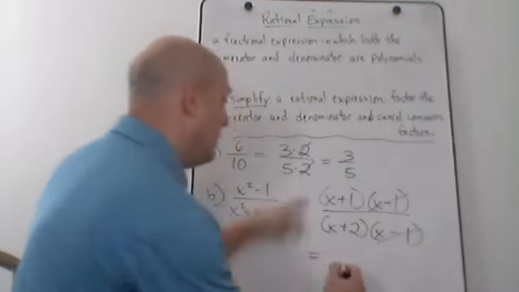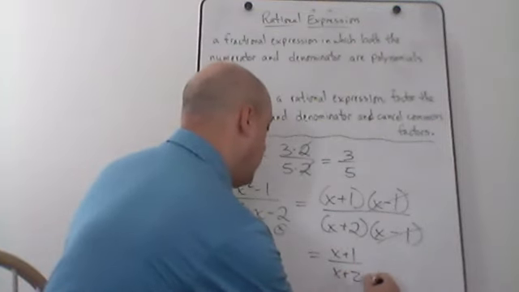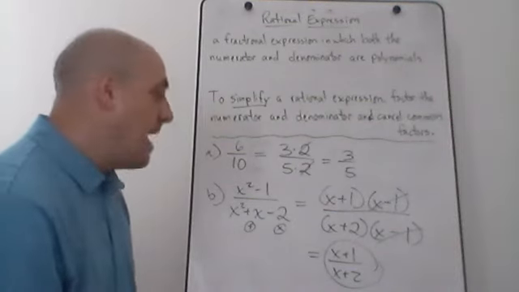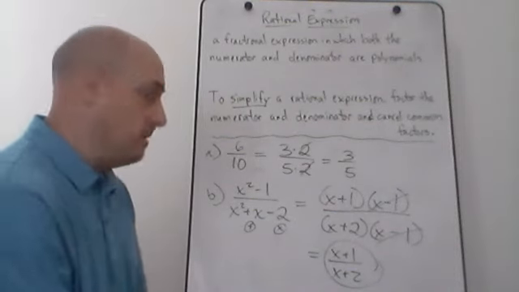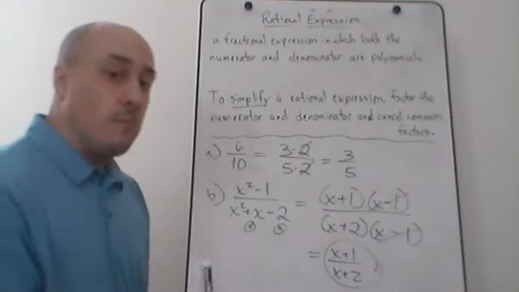And then what I'm left with is, well, I have an x plus 1 in the numerator, and I have an x plus 2 in the denominator, so I get x plus 1 over x plus 2, and I cannot factor that any further. Right? That is as factored as that will be. All right, so hopefully that made sense.